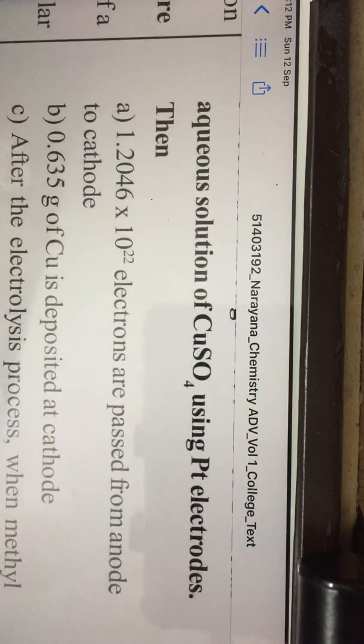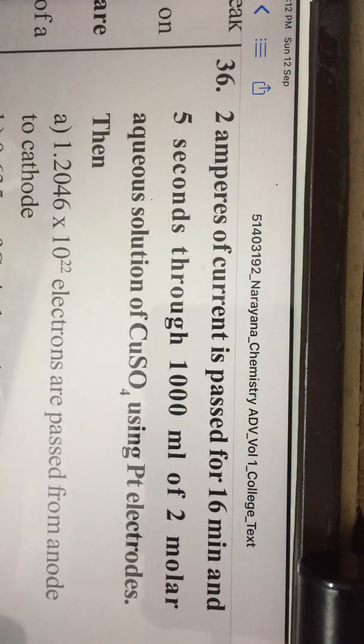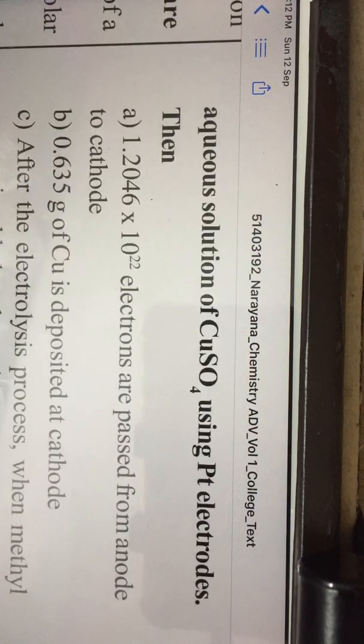Notice methyl orange gives yellow color in basic medium. Methyl orange gives red color in acidic medium. The solution is becoming acidic as copper ions are going into copper metallic state. The H+ is produced. The solution will become acidic. Therefore, if I add methyl orange, the solution will become red color. So, option C is wrong.